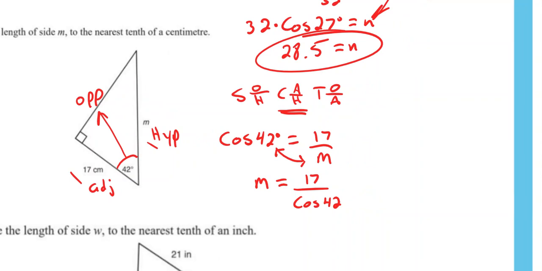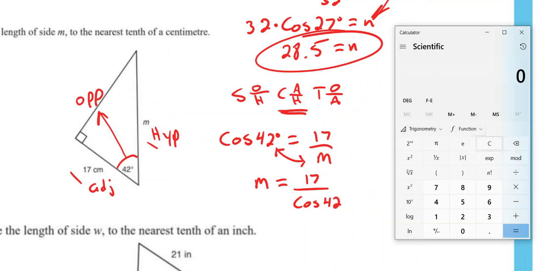Okay, so now putting that in. I'm going to go 17. If you have a calculator like mine, make sure we do these steps. So it'll be 17 divided by, and then again we have to type this in as 42 cos. And then I'm not quite done because cos 42 is the number in there. I have to push equals again at the end. So that's going to be 22.9. We'll round up to 9.